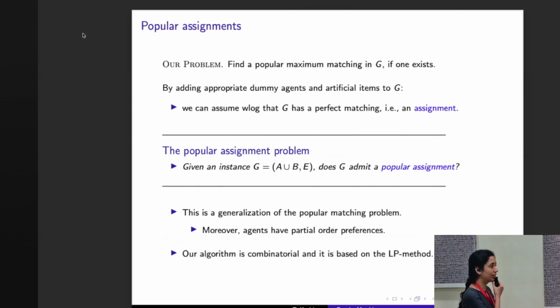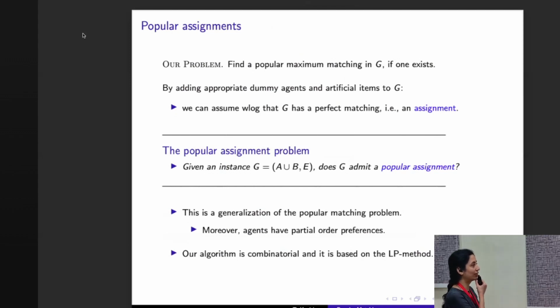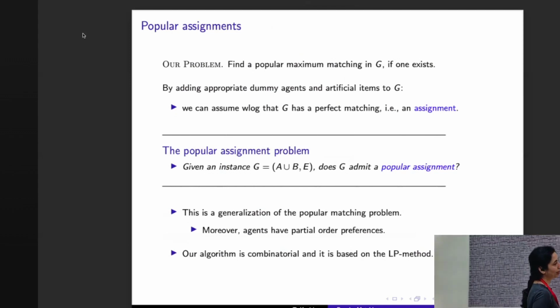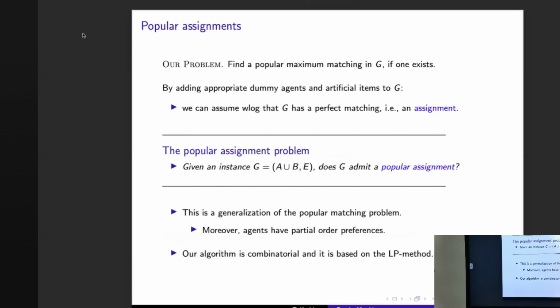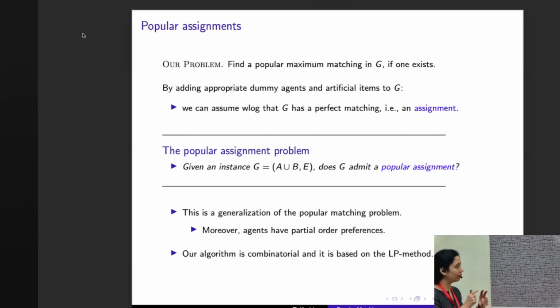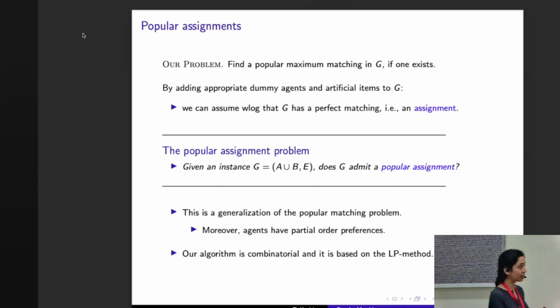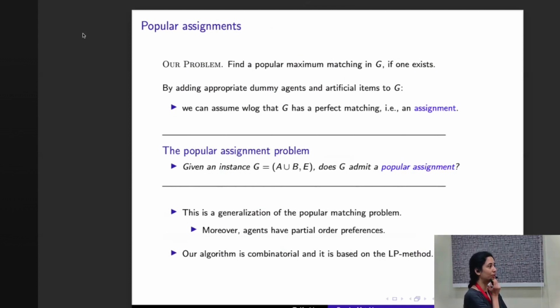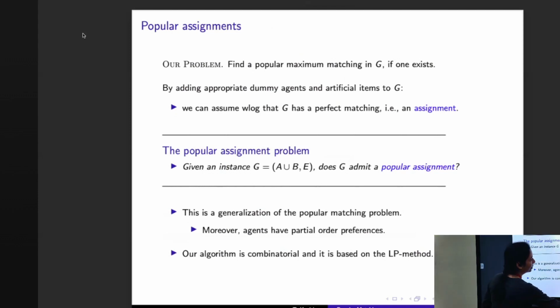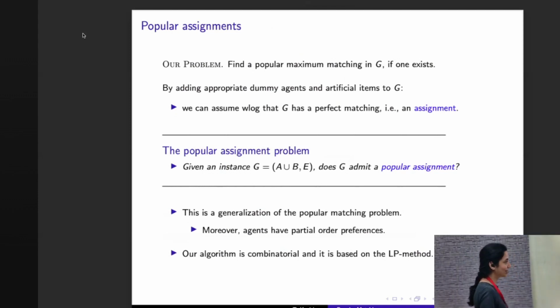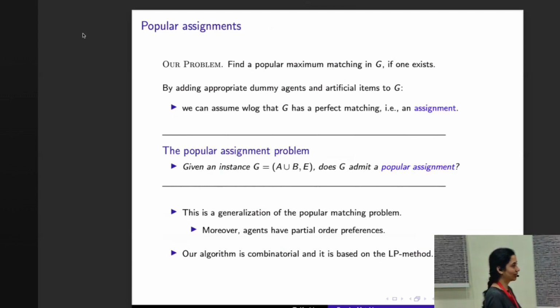So we'll show an algorithm for this problem. It's a combinatorial algorithm, but it's actually based on the LP method, what we've been seeing in the last two algorithms. The original algorithm, the one for the popular matching problem, is based on a very clean, very nice combinatorial structural characterization of popular matchings. We don't have such a combinatorial characterization of popular assignments. So this problem certainly seems more difficult. Nevertheless, this is a polynomial time algorithm. Since we couldn't come up with a combinatorial characterization, the LP method really is the answer here to virtually everything that we consider.